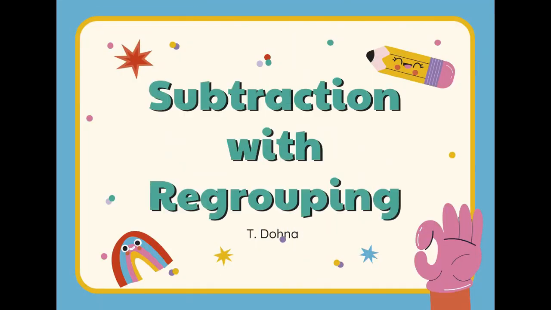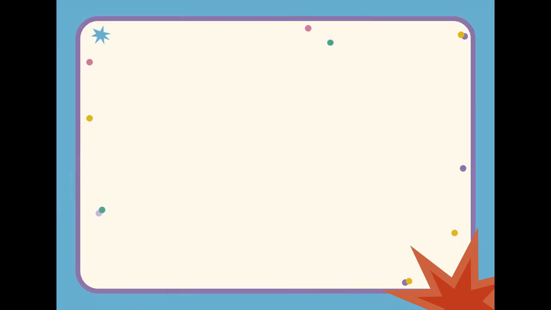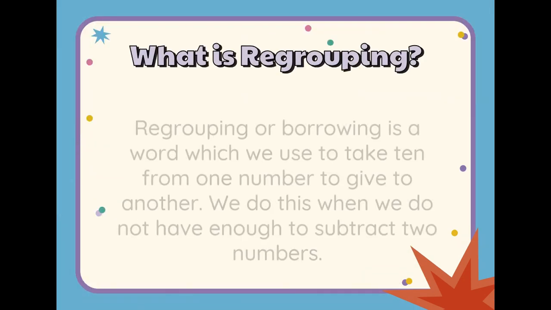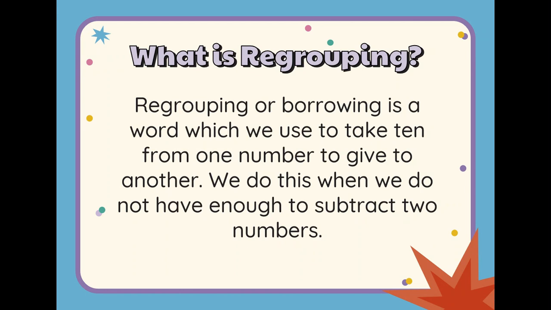For today's topic, we are going to discuss subtraction with regrouping. It is the continuation of our last topic, which is subtraction without regrouping. So what is regrouping? Regrouping, or borrowing, is a word we use to take 10 from one number to give to another number. We do this when we do not have enough to subtract two numbers.